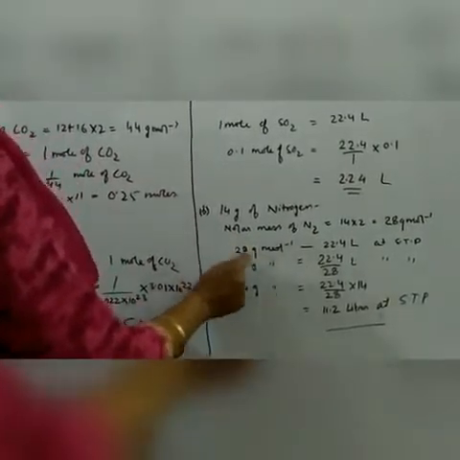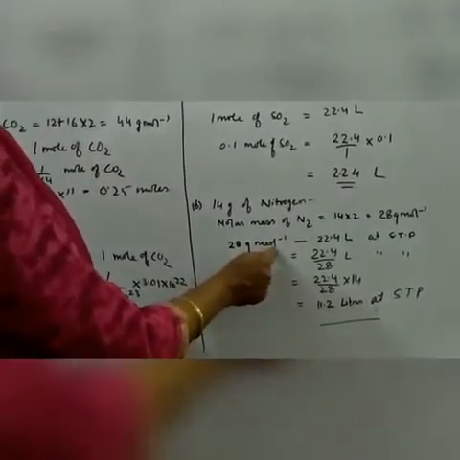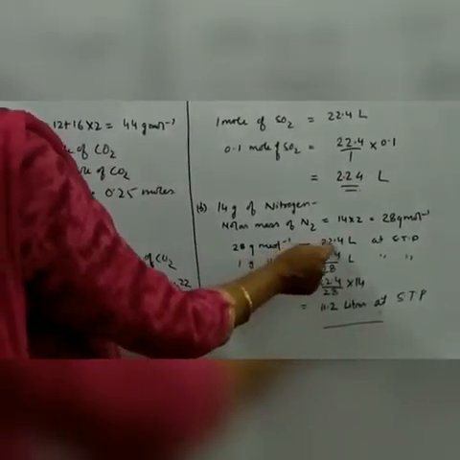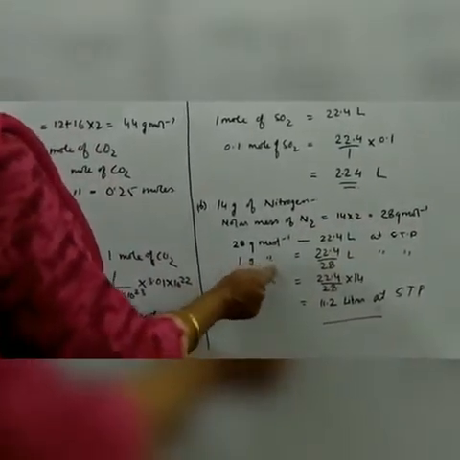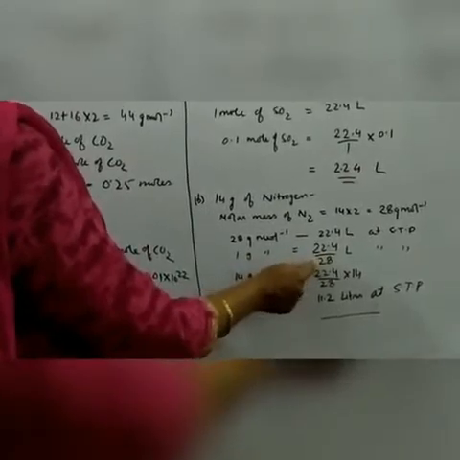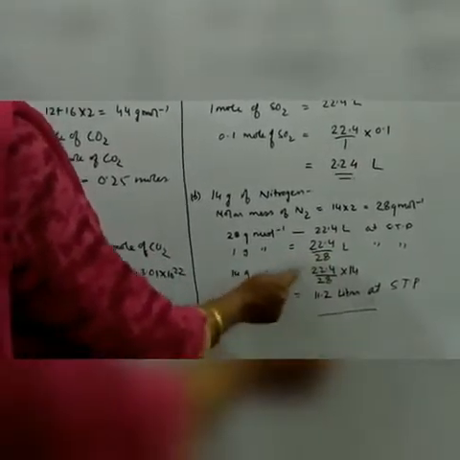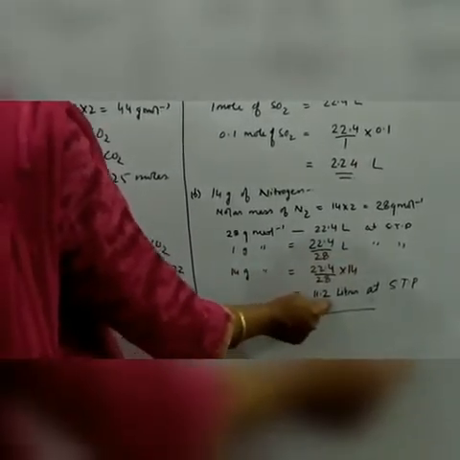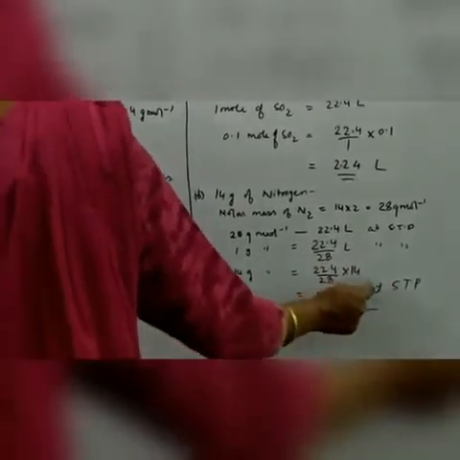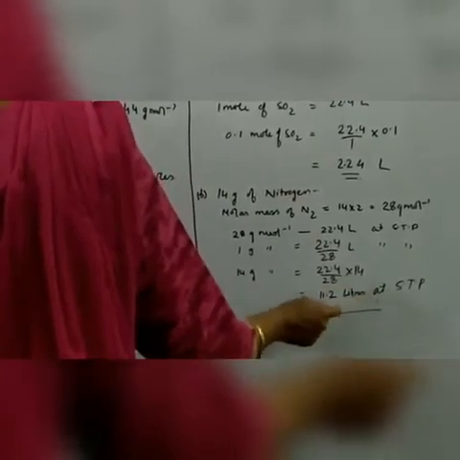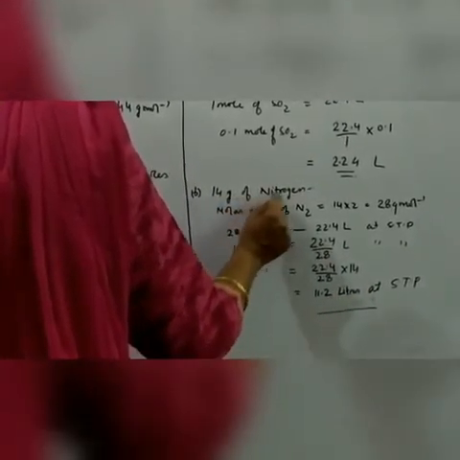Now 28 grams per mole has the molar volume of 22.4 liters at STP. So 1 gram will be 22.4 upon 28 liters, and for 14 grams, by solving it you will get 11.2 liters at STP. So this is the volume at STP for 14 grams of nitrogen.